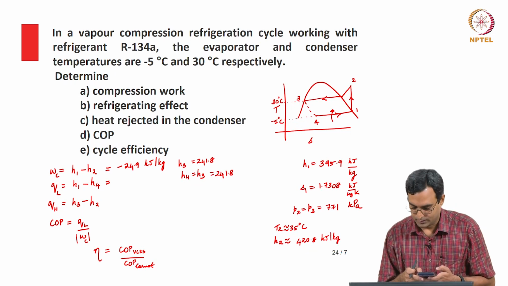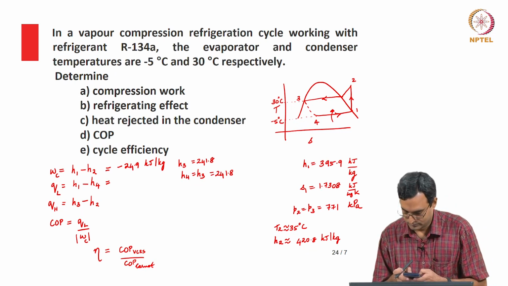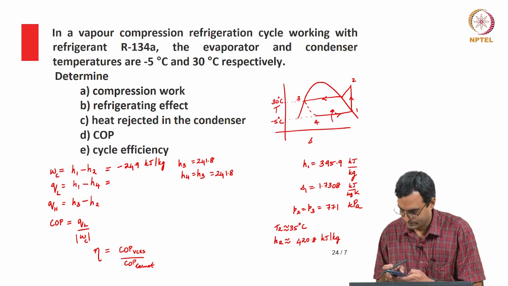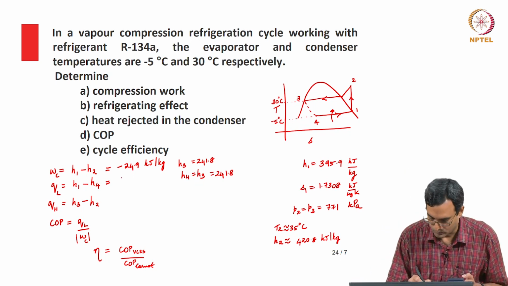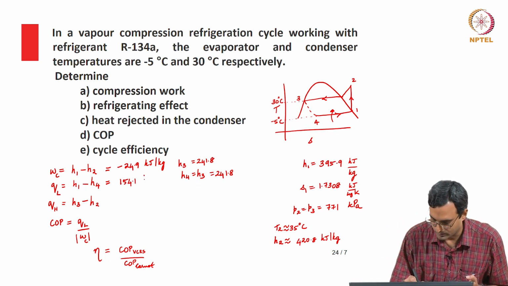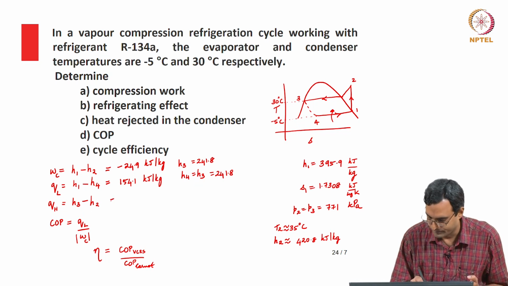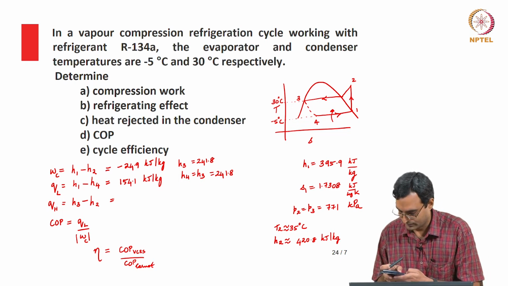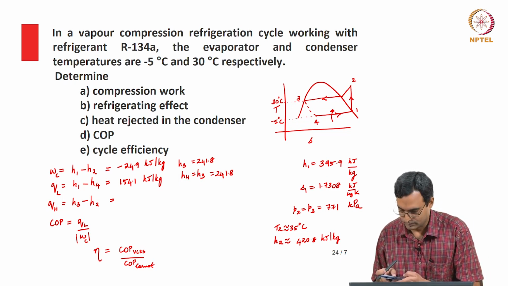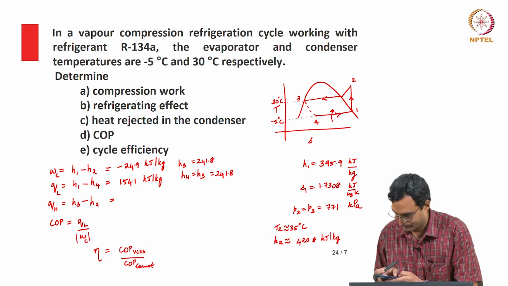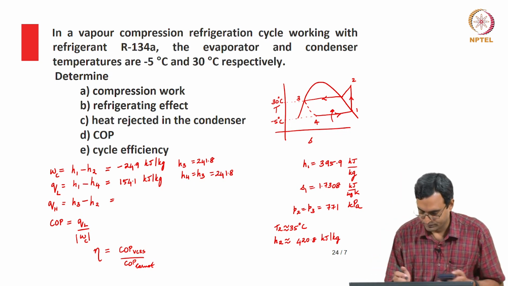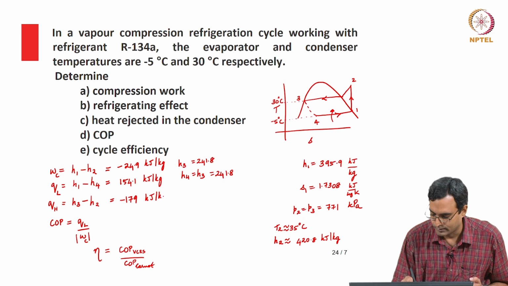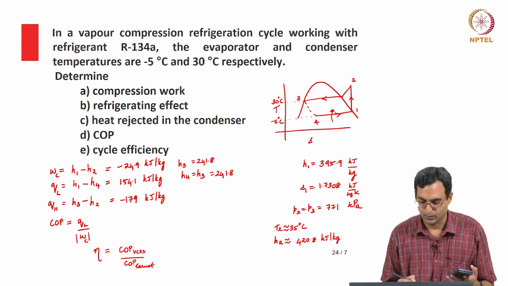QL is H1 minus H4. This is 154.1 kilojoule per kg. QH is H3 minus H2, which is minus 179. It is negative because it is heat going out of the system. If I want the positive value, I can just find out the mod of QH.